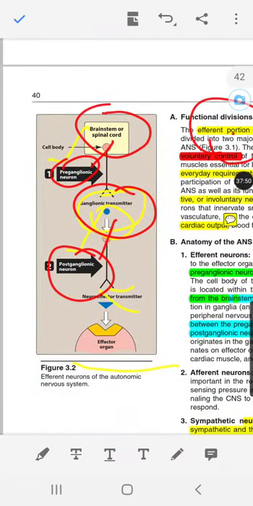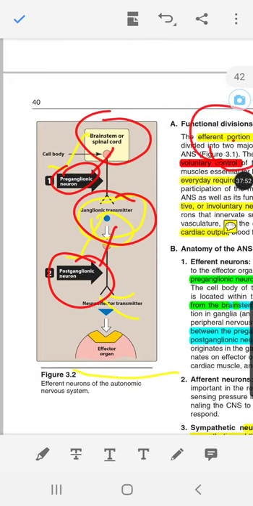And we also studied the efferent neurons of the ANS, which consist of preganglionic neurons and postganglionic neurons. The cell bodies of the preganglionic neurons lie in the brainstem or spinal cord, and the cell bodies of the postganglionic neurons lie in the ganglion.